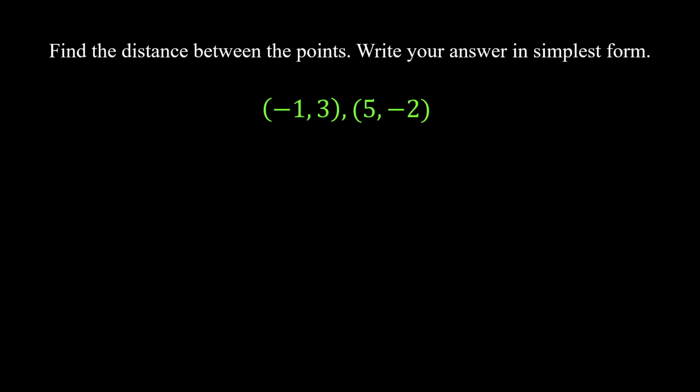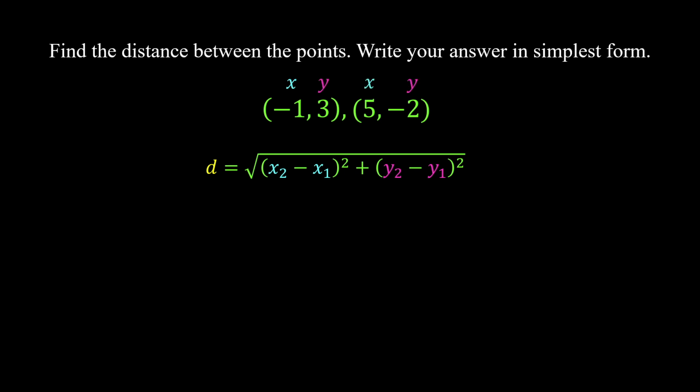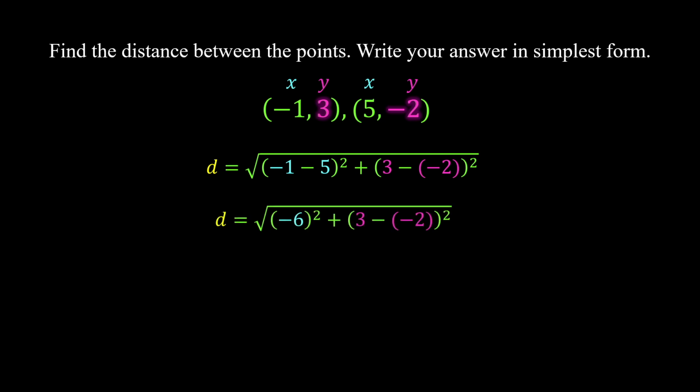Let's do another example. Use the distance formula to find the distance between the points. First, label the coordinates x and y so you don't mix them up. Subtracting the x-coordinates, we put -1 minus 5. Then for y, 3 minus -2. Simplifying, -1 minus 5 is -6. Then 3 minus -2 equals 5.